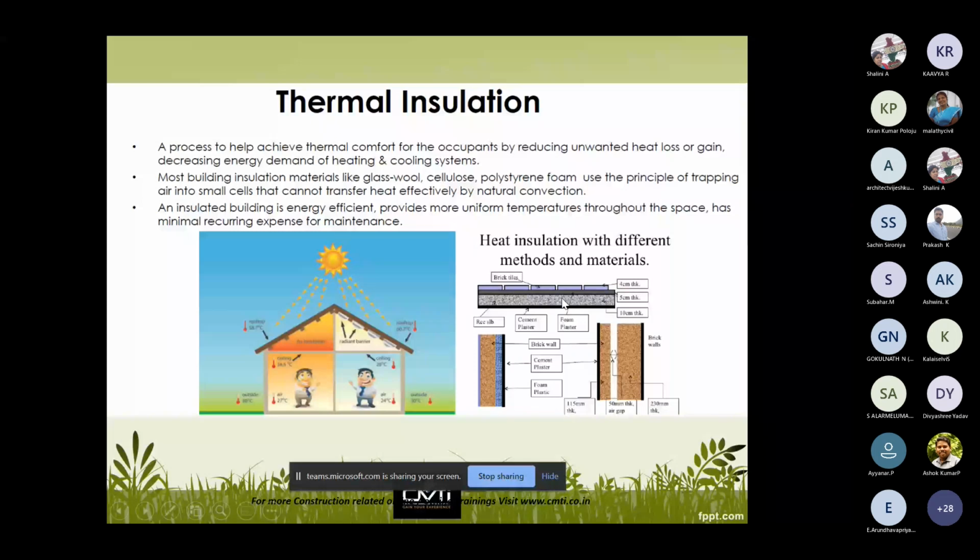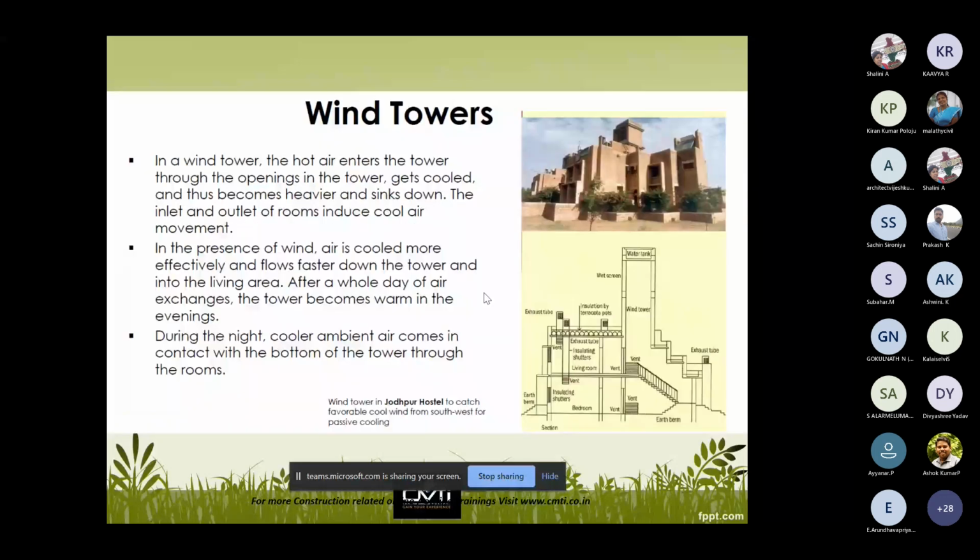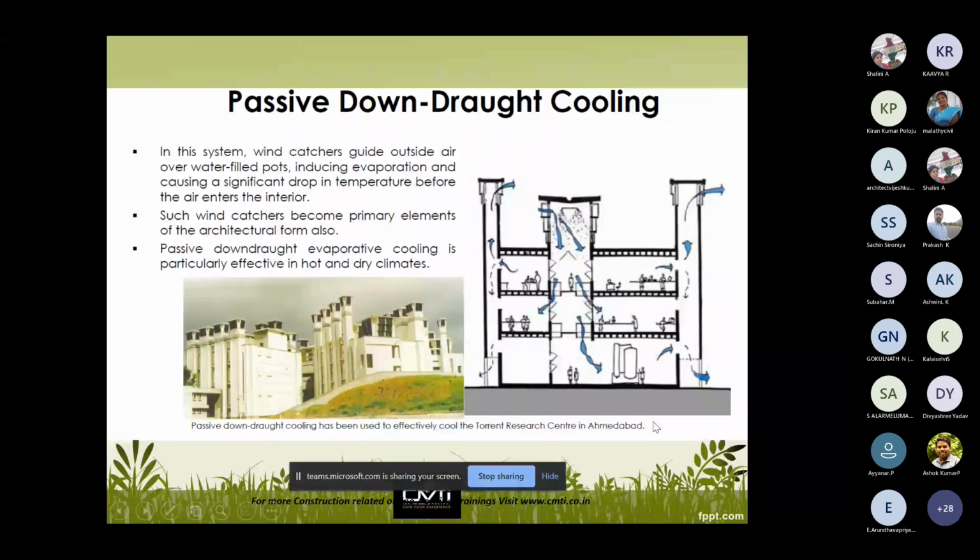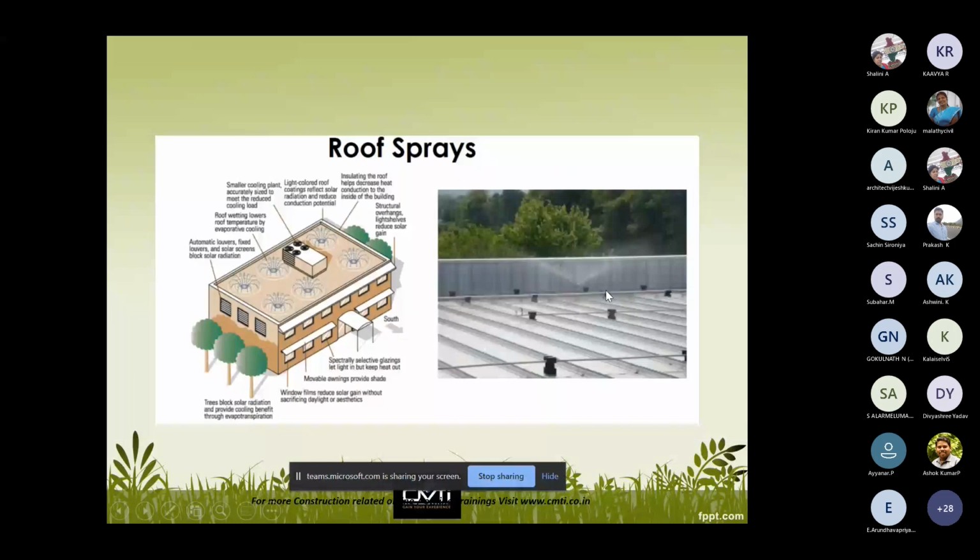And in extreme hot conditions, they are having these wind towers and all, where the air is sucked from the external and given to the building inside cooler. And roof sprays are given in extreme climates. In Bangalore and all, it is not required, but extreme places like Rajasthan and Delhi may require this kind of arrangement in the roof.